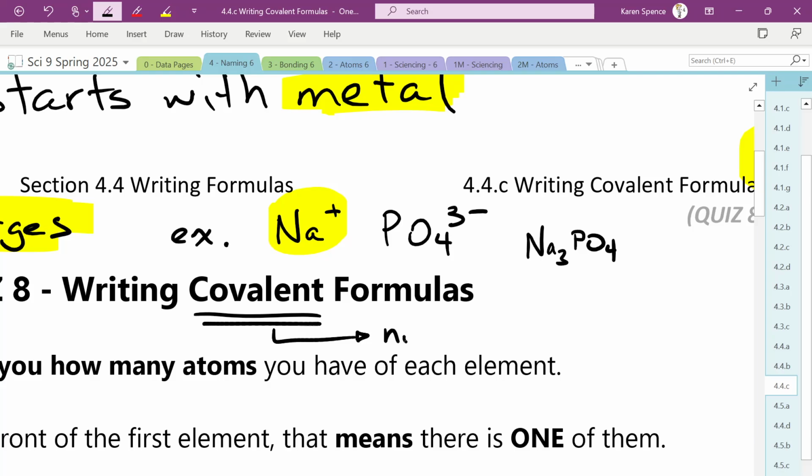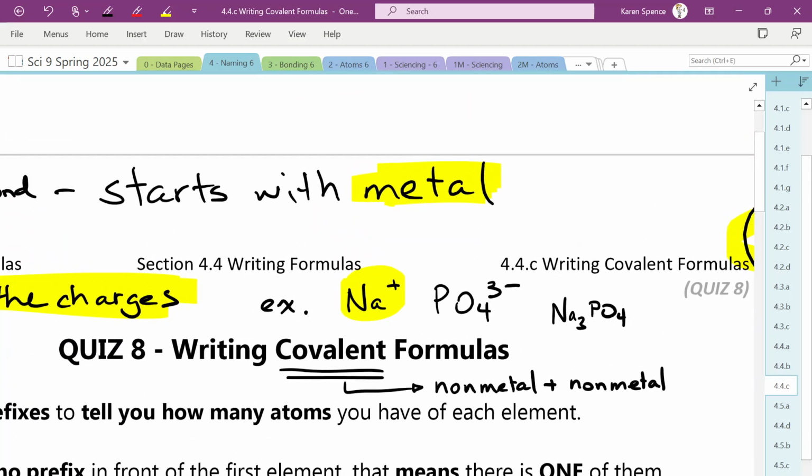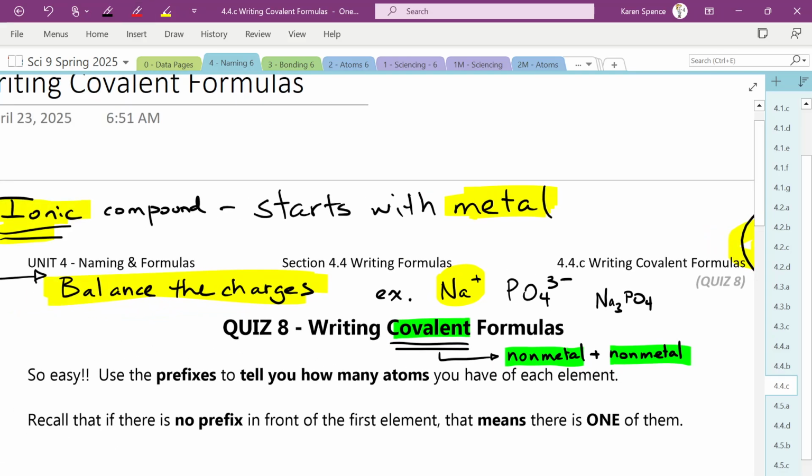Yeah, we have a nonmetal plus a nonmetal. Okay. Actually, I made a slight mistake earlier. Okay, so covalent is nonmetal plus nonmetal. Ionic, I should say that ionic starts with a metal, or there's one other thing it could start with. What is the other thing an ionic compound could start with?